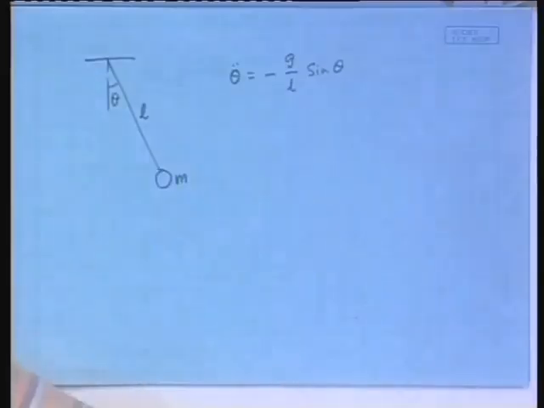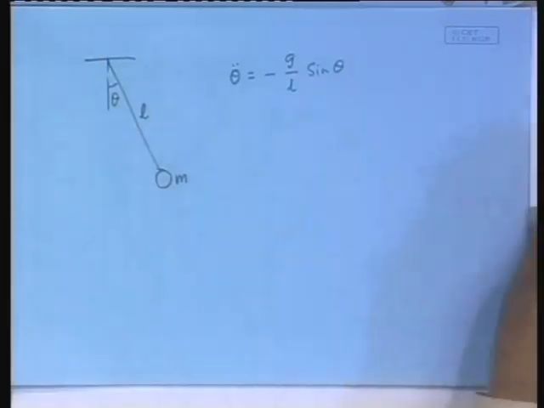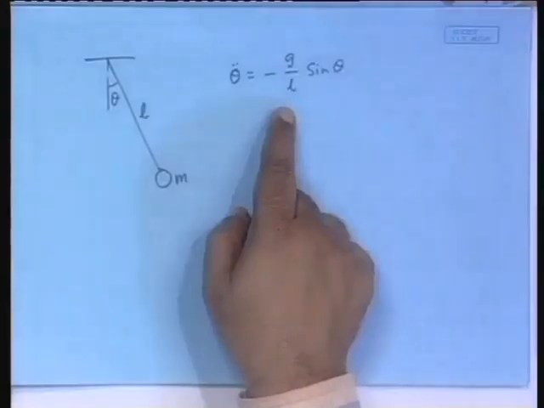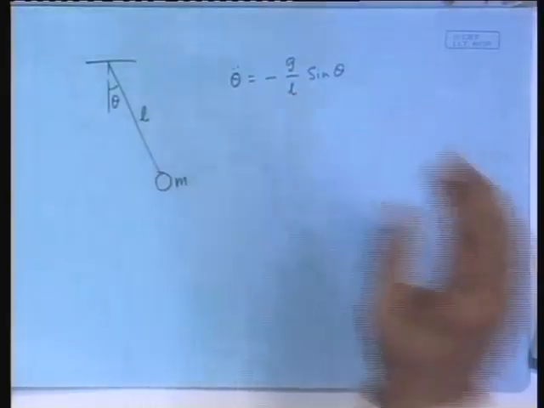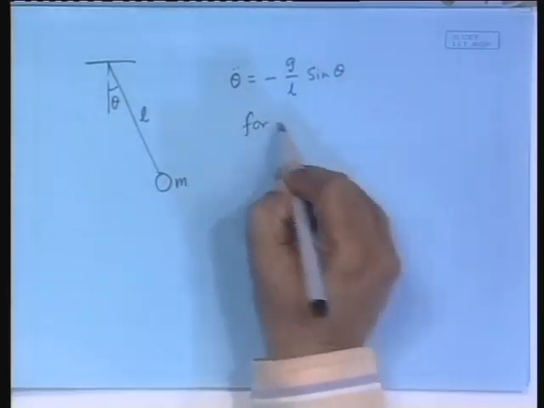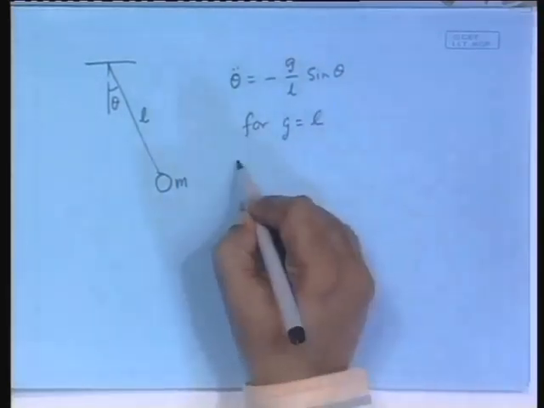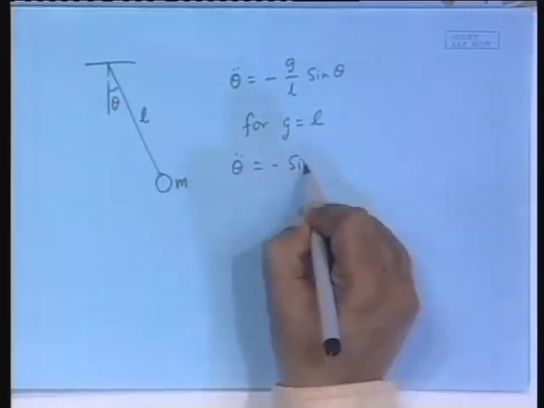Okay, since you look a little bit blank, let us forget about the friction part. Let us start with this. Theta double dot is minus g by L sin theta. Now, let us make your life even simpler. You can always have a pendulum 9.81 meters in length, right? If you have a pendulum 9.81 meters in length, what will happen? This will be unity. So, for g equal to L, you have theta double dot is equal to minus sin theta.